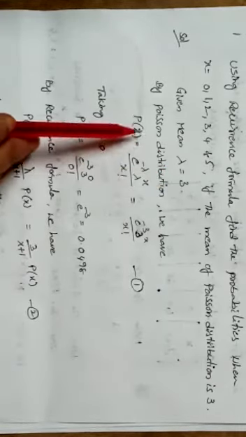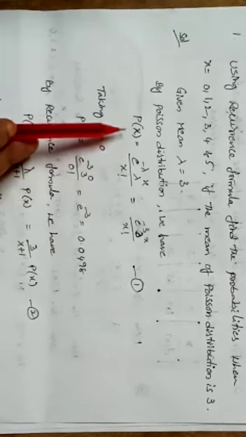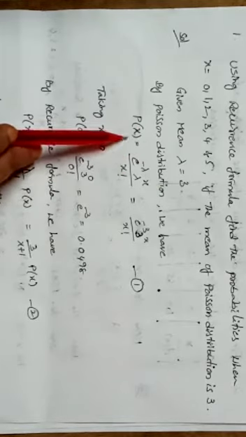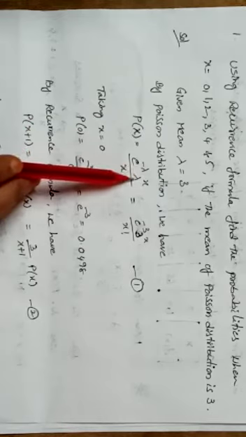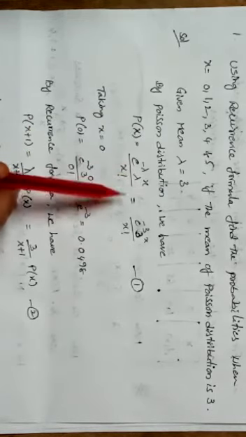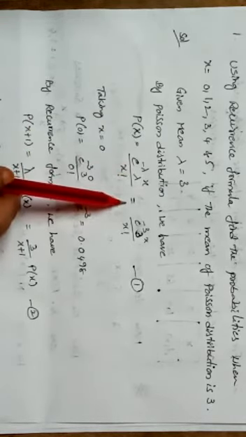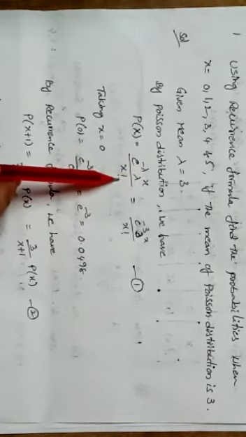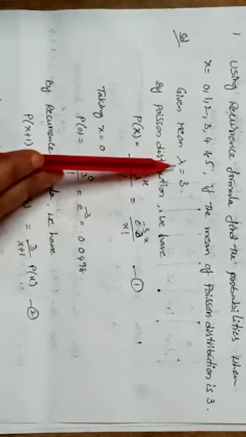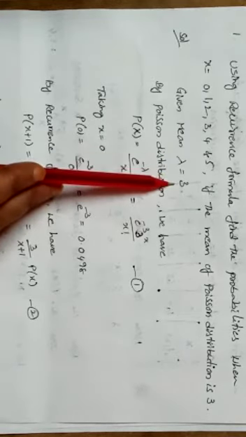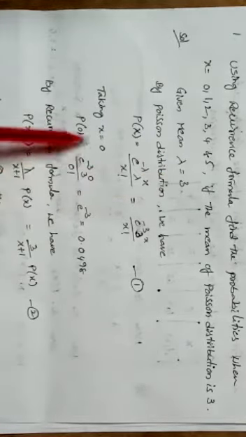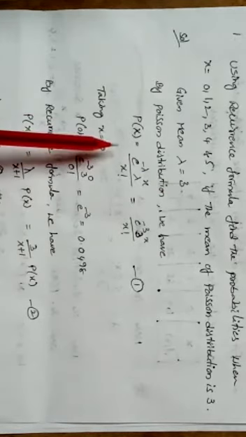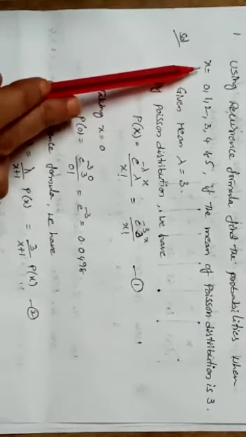By the Poisson distribution, we have the formula: probability of x is equal to e power minus lambda into lambda power x by x factorial. That is equal to e power minus 3 into 3 power x by x factorial, as we have in the data lambda equal to 3. Now we have the values from 0 to 5.